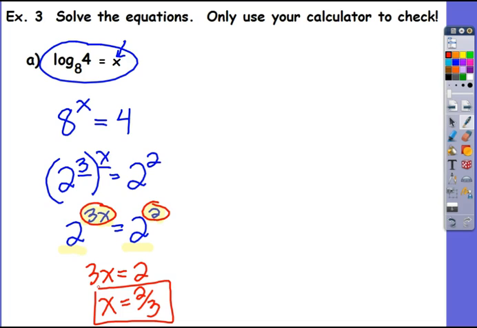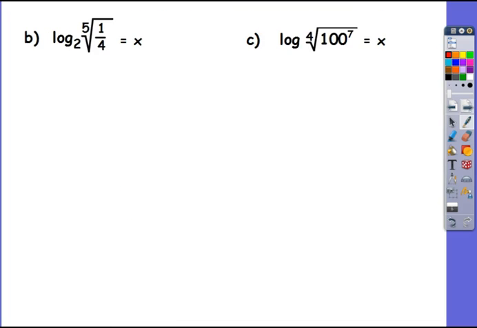So with this idea in mind of changing things so they're the same base, why don't you look at these last 2 examples, pause the video and give them a try, and then we'll compare.